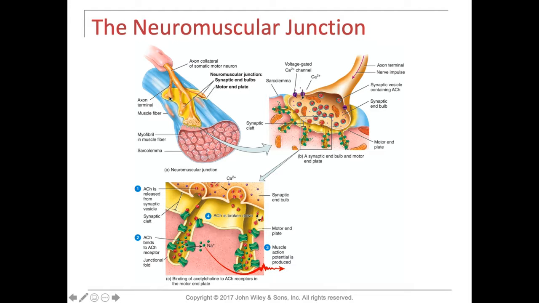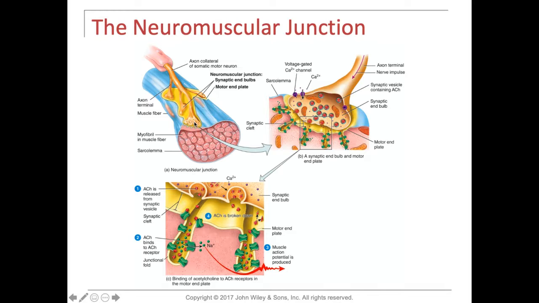Now, the axon has branches coming off of it, right? Those collaterals, but at the very, very end, they are called synaptic end bulbs. This right here is a synaptic end bulb. This is a synaptic end bulb. Right here is a synaptic end bulb.